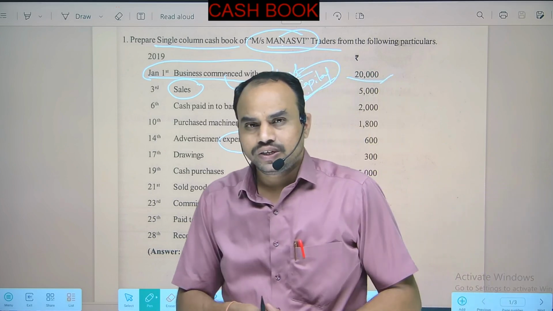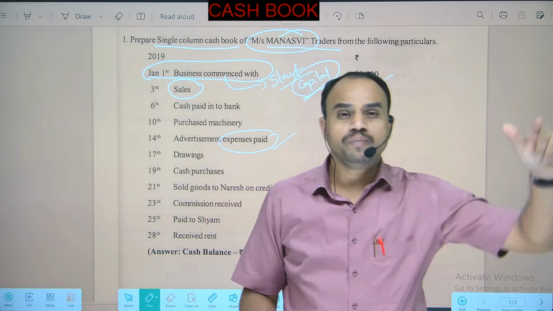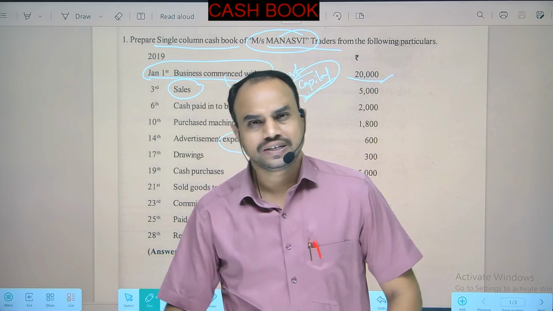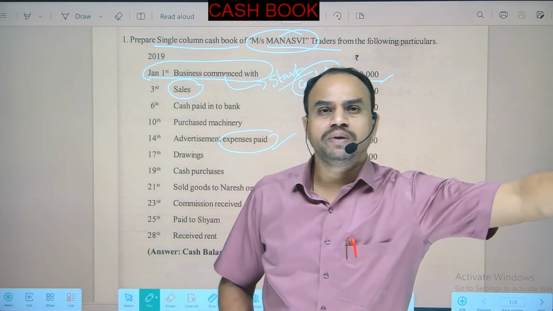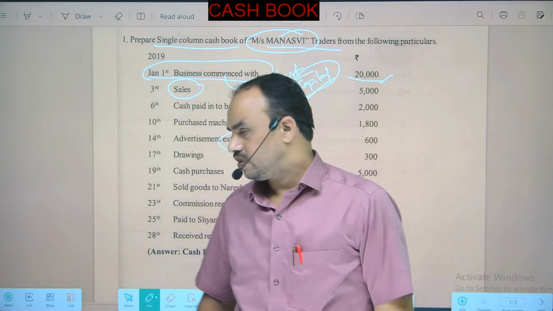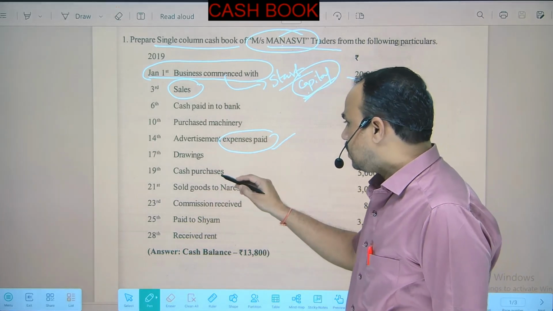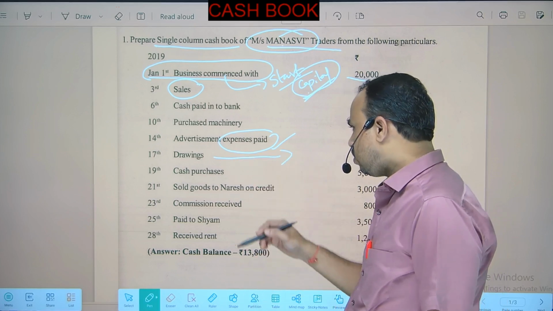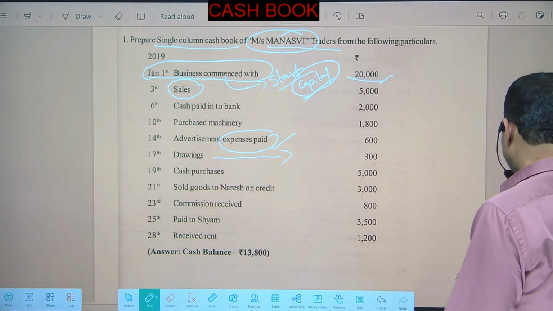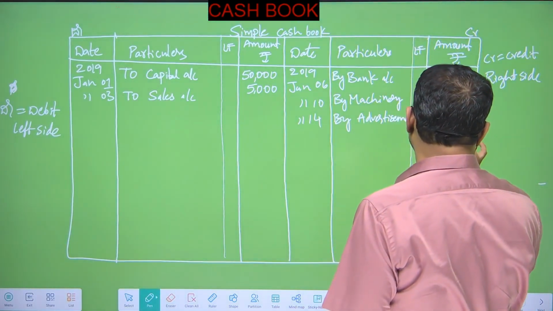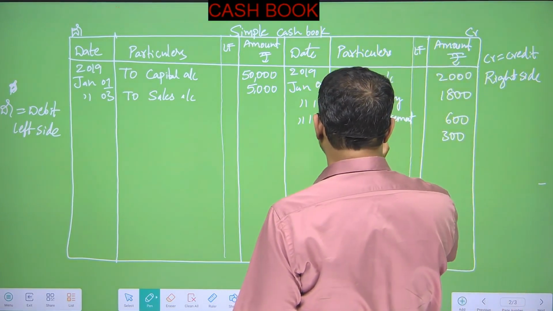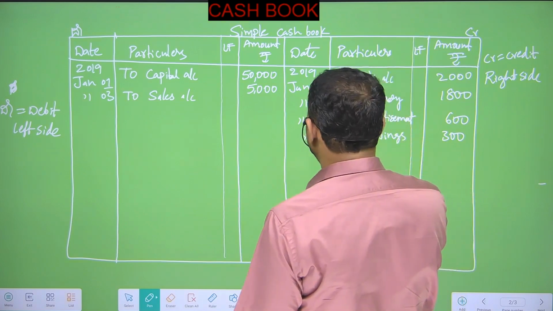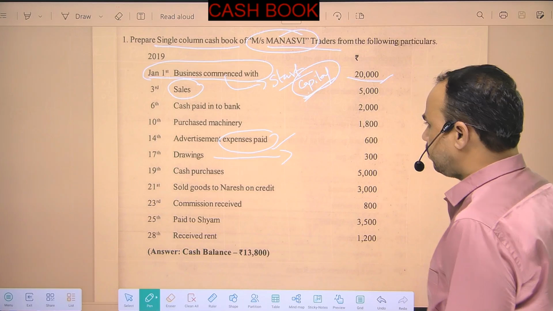See, office rent paid, that is a business expenditure. Home rent paid, this is a personal expenditure. Salary paid to the employee, that is a business expenditure. Money paid to the milk person, that is a personal expenditure. So here cash drawing is said, that means the owner is taking cash from the business for his personal expenses, so it is called drawings. Cash is going from the business, so on the credit side we have to write 300 rupees by drawings, date 17. Okay, see the next transaction.